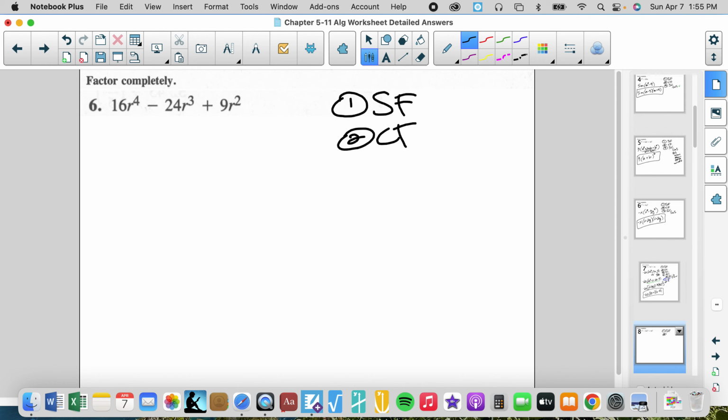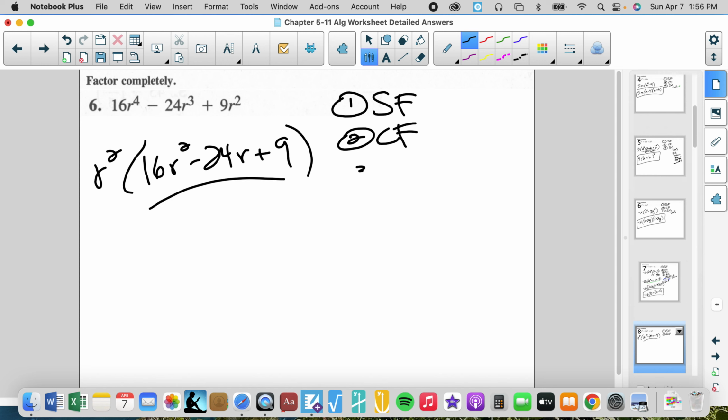Standard form, yes. Common factor, let's find that. It's going to be r squared only, and you get 16r squared minus 24r plus 9.